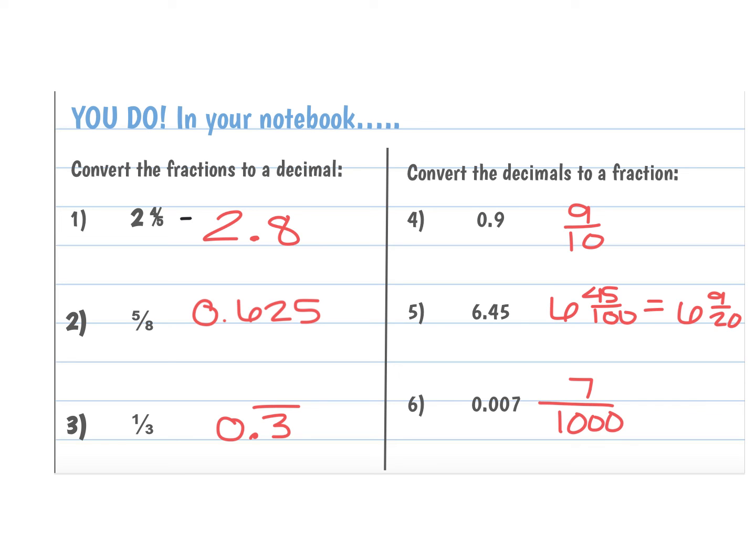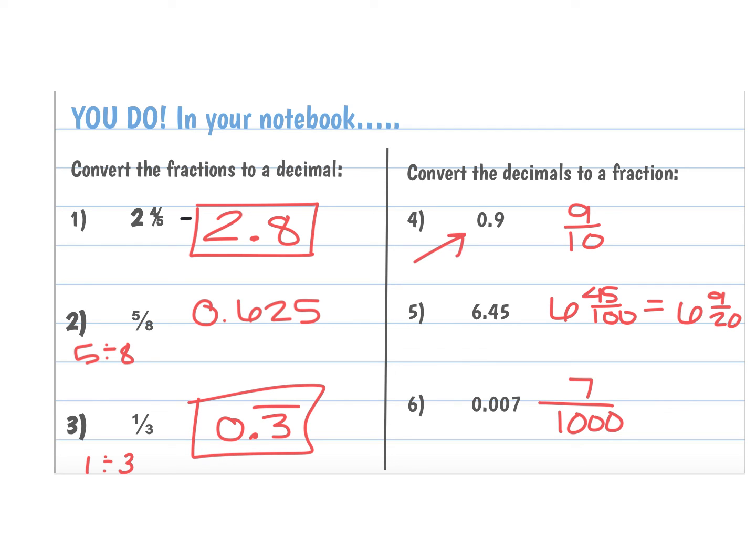2 4/5 I know would be 2.8, or 2 8/10. 5/8, I just did 5 divided by 8 and I got 0.625. 1/3, I did 1 divided by 3 and I got 0.3 repeating. 0.9 would be written as 9/10.